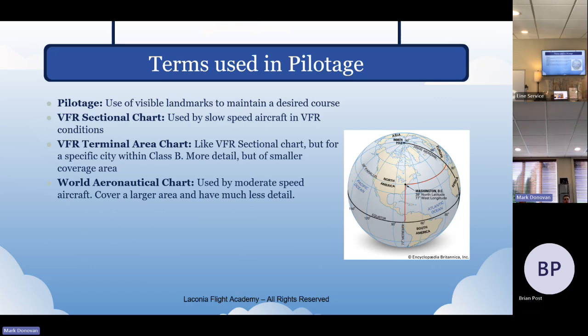And then on the flip side, we have world aeronautical charts for moderately fast airplanes. Normally VFR sectionals and terminal area charts are for slower speed aircraft. World aeronautical charts are for faster planes, and they cover a much, much bigger graphical area. I forget how many there are in the world, but there's a lot fewer of them, and there's a lot less detail on them. And for the most part, you won't even be involved with World Aeronautical Charts as a private pilot through your commercial licenses. Longitudinal, let's see, let me get up here for a second.